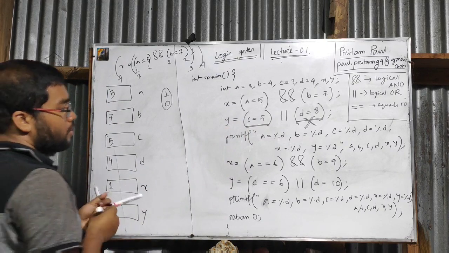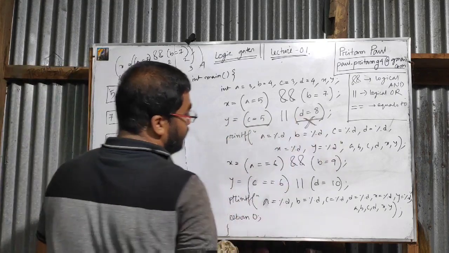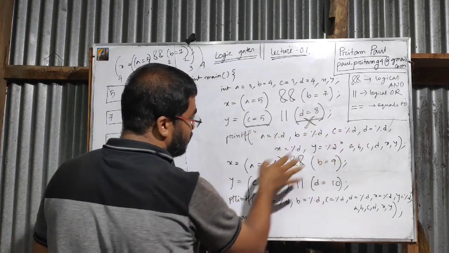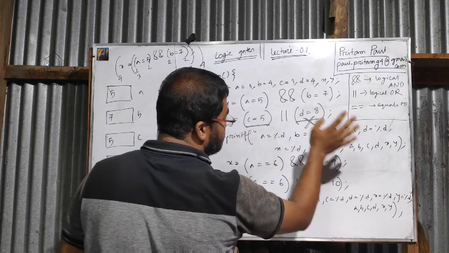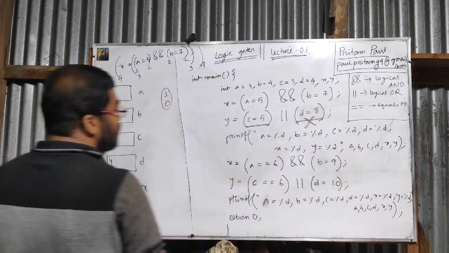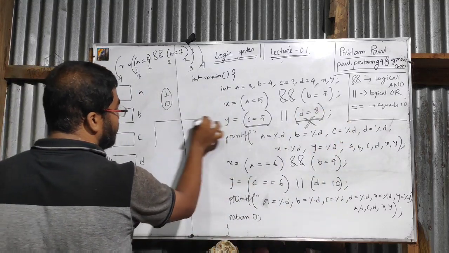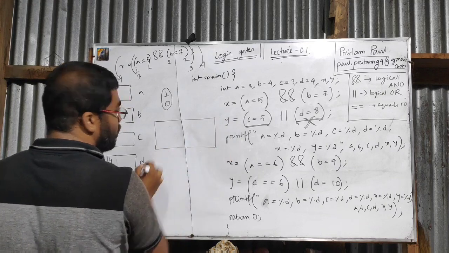Now here the printf will print all the values: a equal to %d, b equal to %d, c equal to %d, d equal to %d, x equal to %d, y equal to %d. Then a, b, c, d, x, y. Now what will be the output? Let us consider this is the output screen. What will be the output?